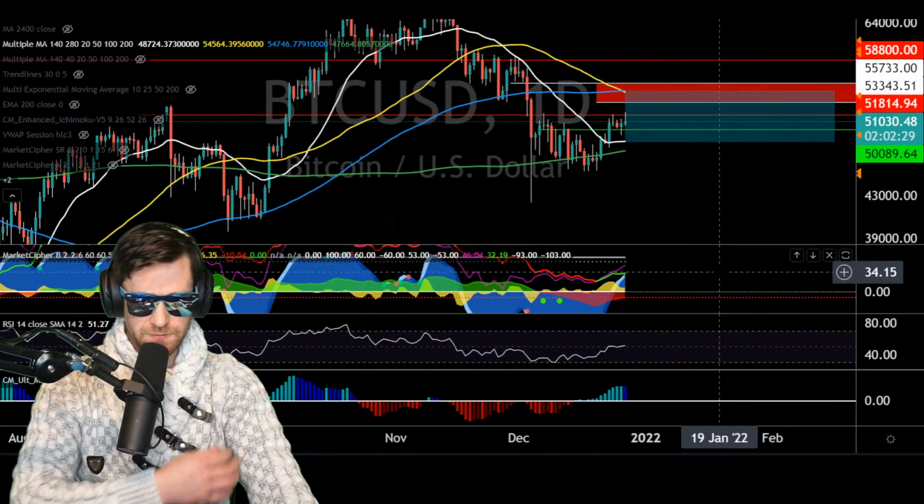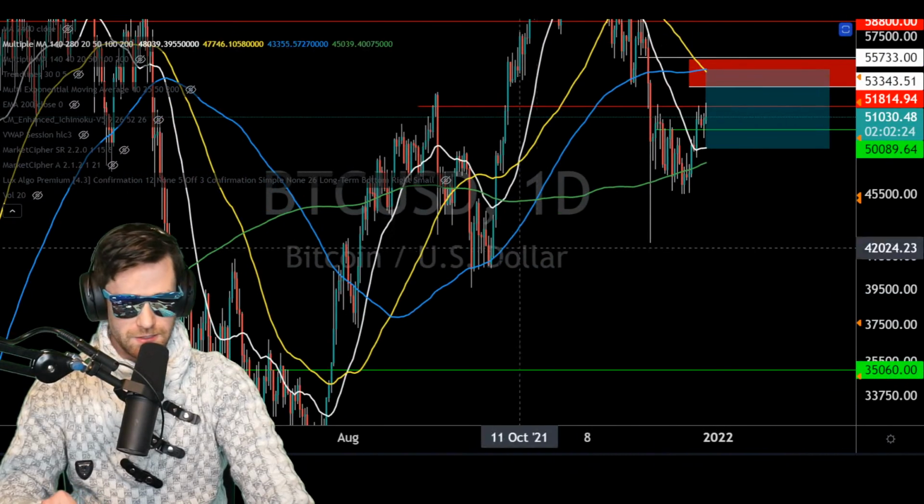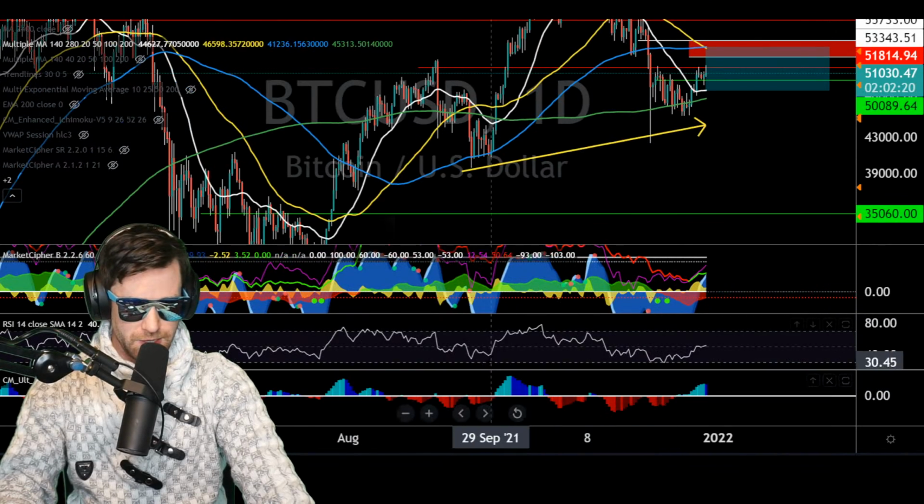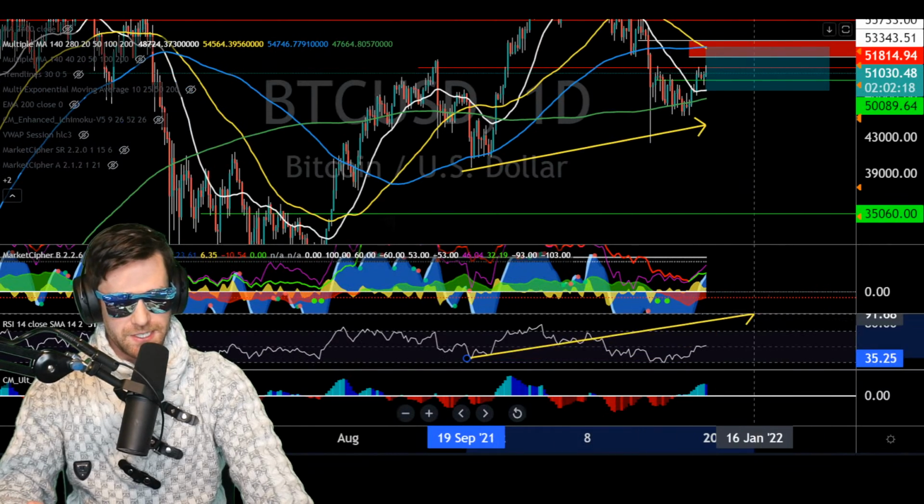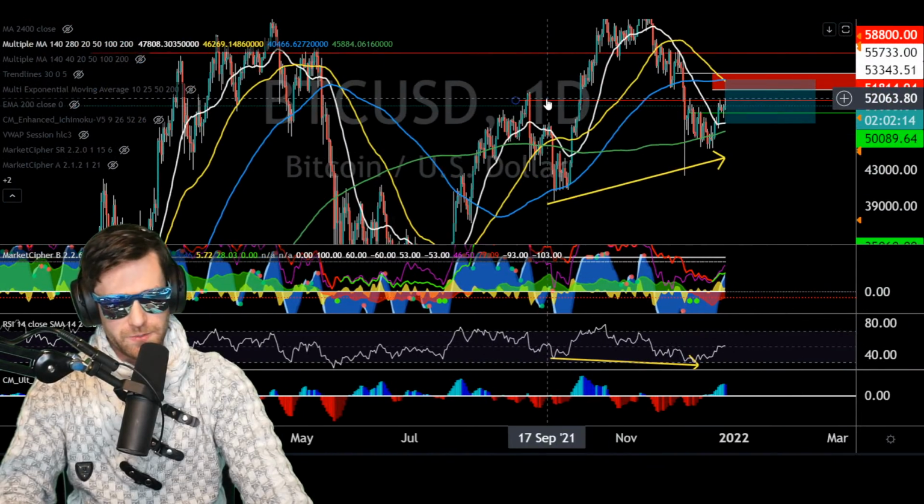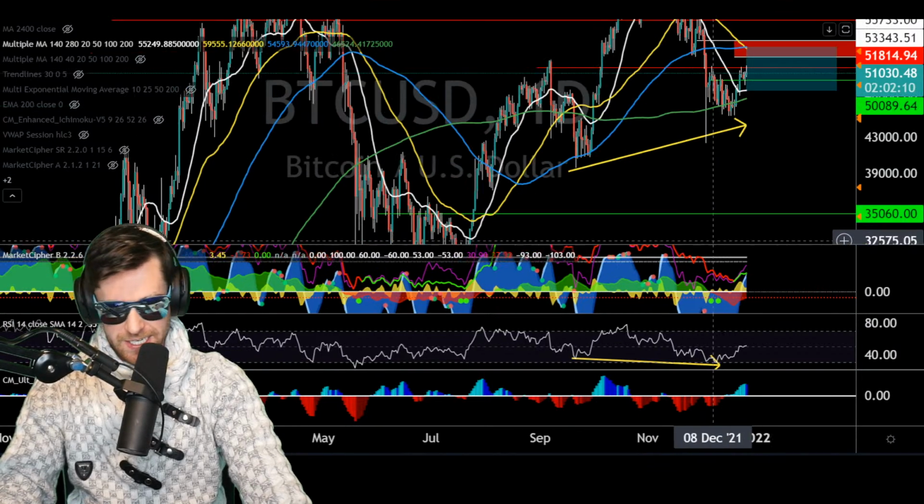All right. As we said on the weekly, the same is true here on the daily. We have a higher low, of course we do, and we have a lower low on RSI. So bullish divergence is showing not just on the weekly, but also on the daily. That's an excellent sign. I'll take as many of those as I can get.